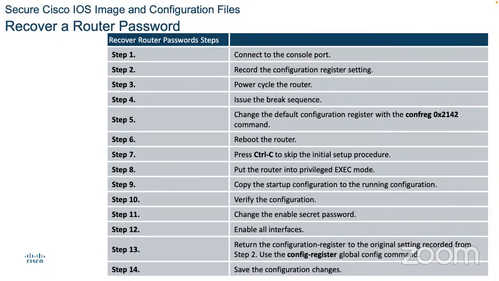If you do not know the steps to break the sequence and get into that ROM mode, this is how you do it. You've got to do that confreg with the hex. And then you would be able to copy the file back and get your system back up.